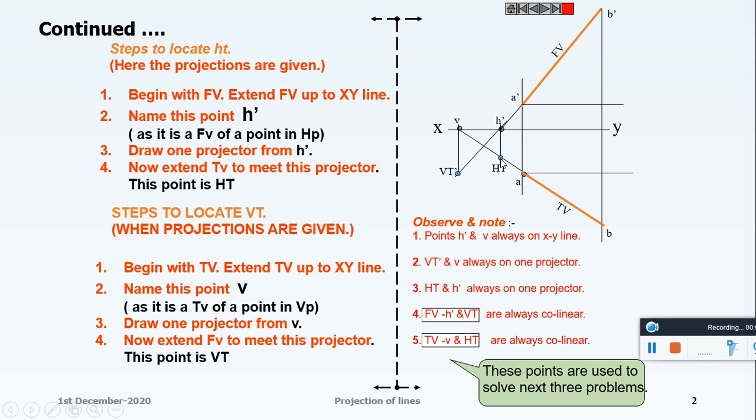So HT is the horizontal trace. It is the point at which the line inclined to HP touches the horizontal plane, and VT or VT dash is the point at which the line inclined to VP touches the vertical plane. So there is HT and VT. Here onwards we do some problems related to HT and VT.